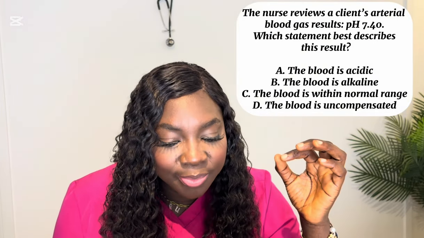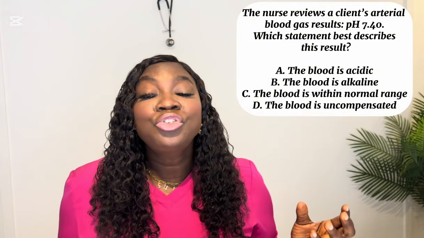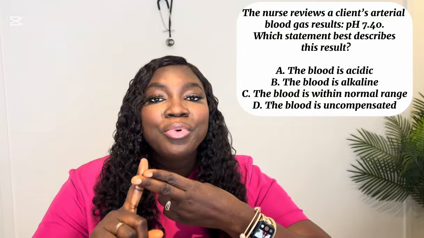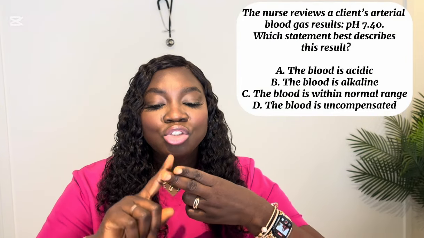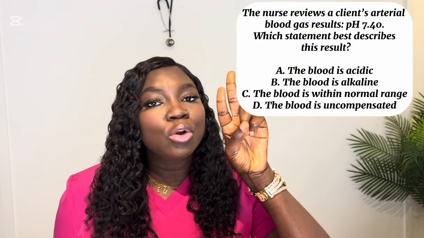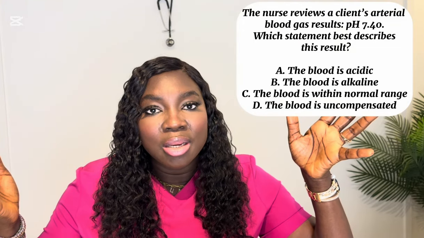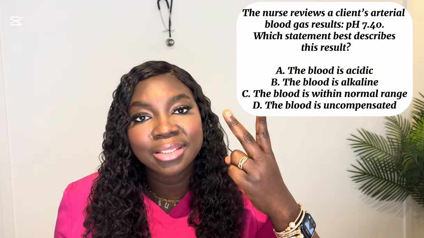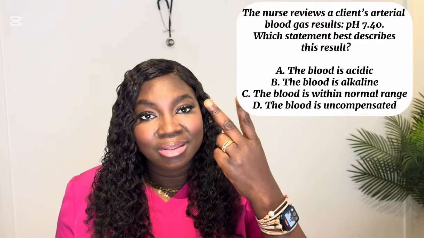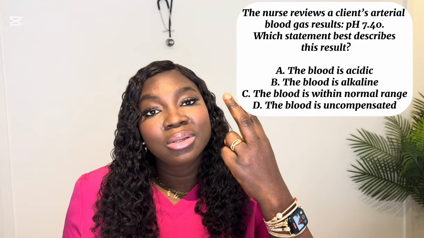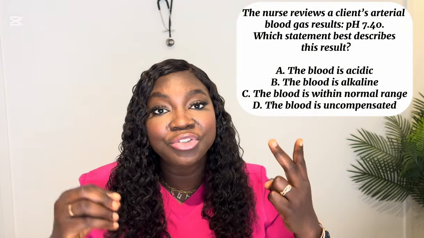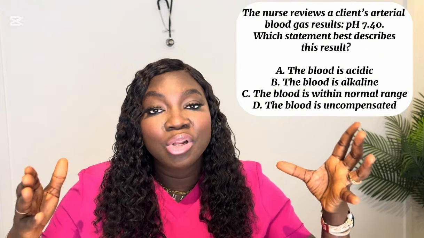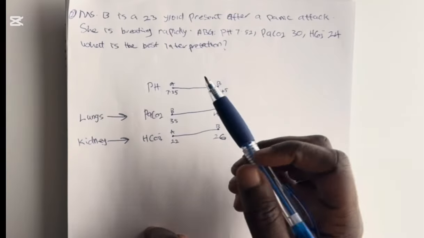And D says the blood is fully compensated. How do you know it's fully compensated? You need the remaining two systems, the lungs and the kidney, to be able to decide, because they are the ones that do the work of compensation. You cannot talk about compensation with just the pH range. So pH alone cannot be used to determine if the blood is fully compensated. So this is wrong. Now next question, guys.